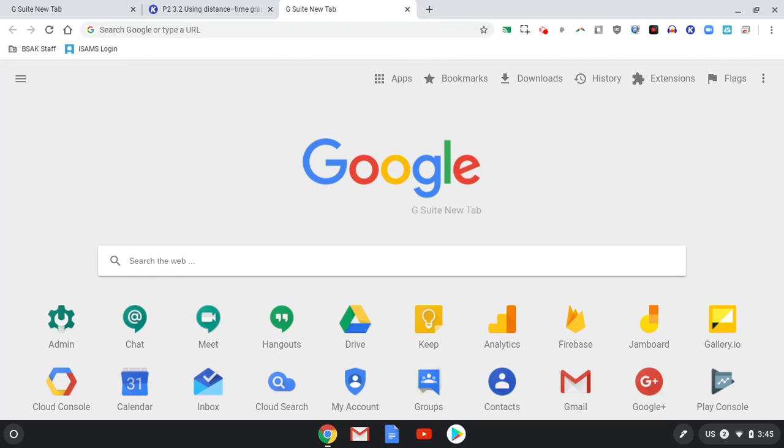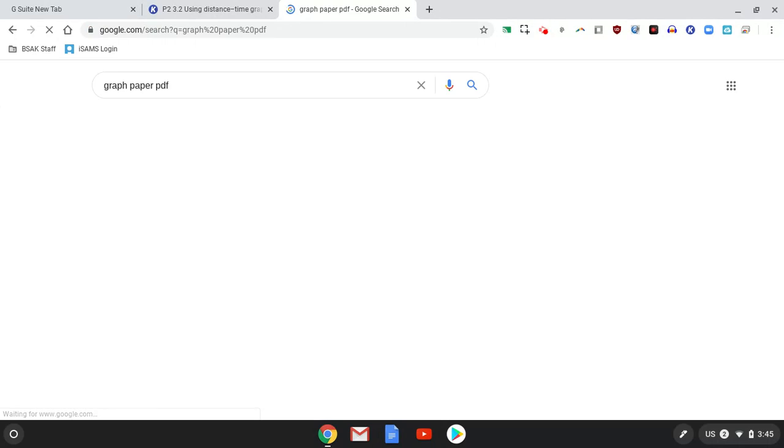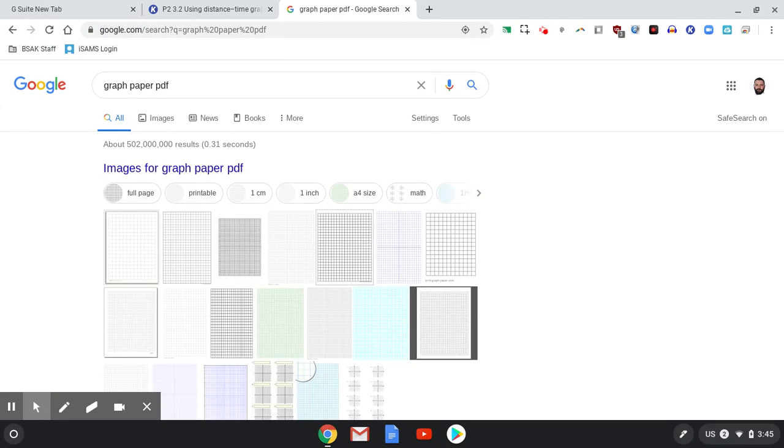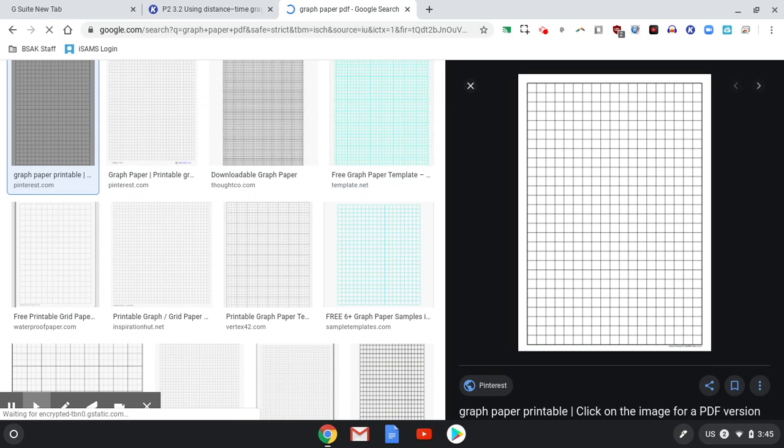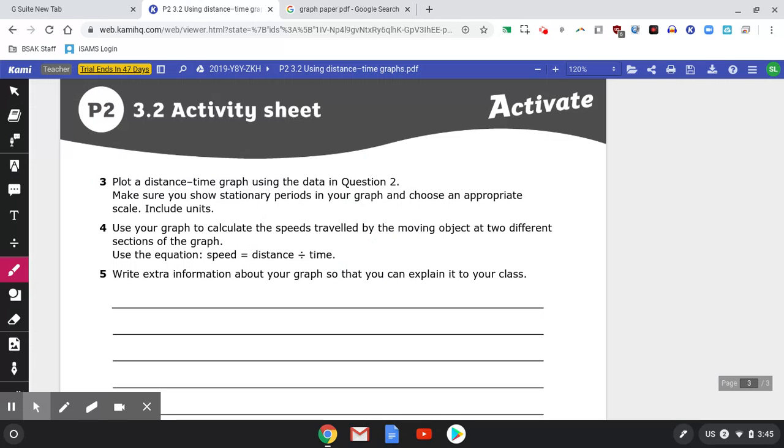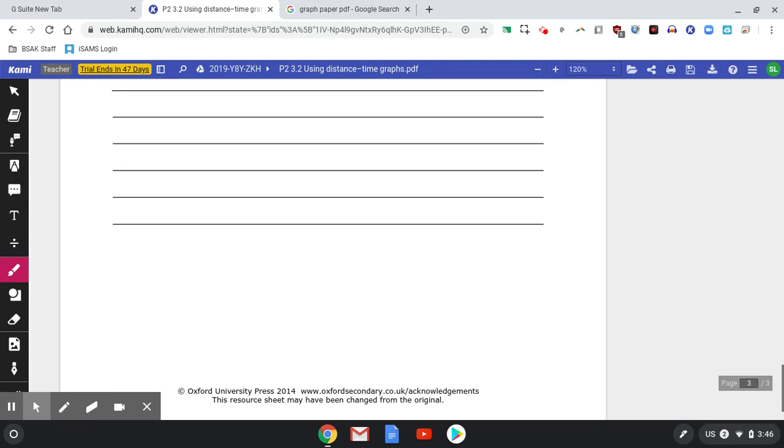I did a little Google search, graph paper PDF, because if you want to annotate this in Kami, it'd be really good to have a PDF, and you can download any of these graph papers as a PDF, and I reckon you can open those in Kami pretty easily, and then you can put your graph together, can't you? Okay, so your graph is going to look something like this, isn't it?